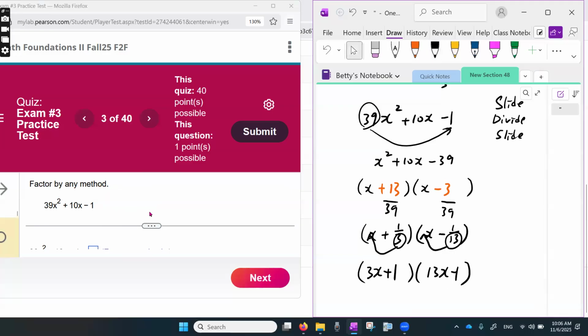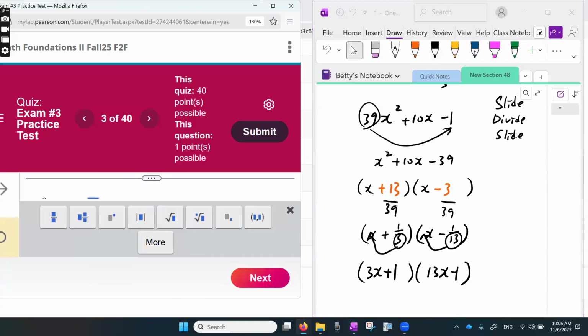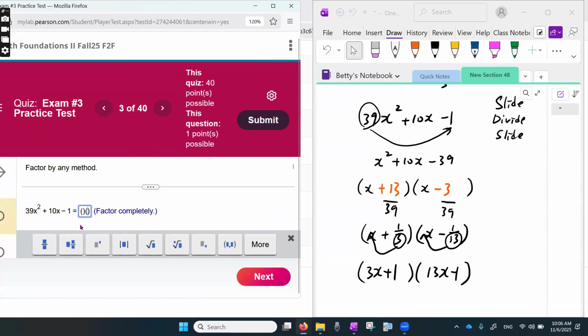That's the factorization we need to enter in the cell here, okay? Parentheses, parentheses. I think I probably need to make it smaller because I couldn't see. In the first parentheses, we have 3x plus 1. Second parentheses, we have 13x minus 1. Double check the result. 3x plus 1, 13x minus 1.